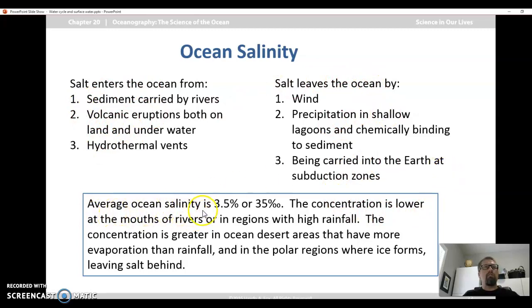Excuse me, the average ocean salinity is about 3.5%. So that salinity is important for us for a few different reasons. One, again, that's not potable water. It's not water that we can drink, but it also increases the density of water, and that's important because it leads to the movement of water in the ocean. So we'll be looking at that.